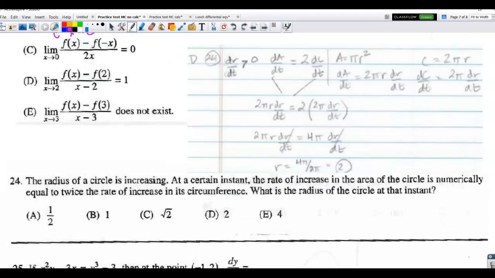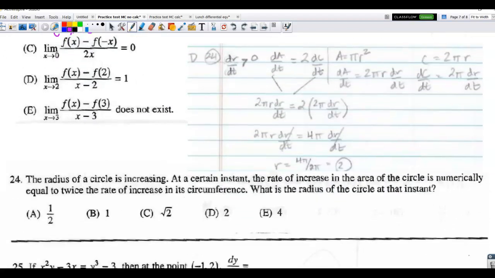In number 24, we have our wonderful classic related rate problem. The radius of a circle is increasing. That means, well, that dR/dt is positive. At a certain instant, the rate of increase of the area, dA/dt, which is what I'm writing here, is numerically twice. That means 2 times. That's what's going on here. The rate of increase of circumference, which is dC/dt. So that's me recording all the information that I was reading.